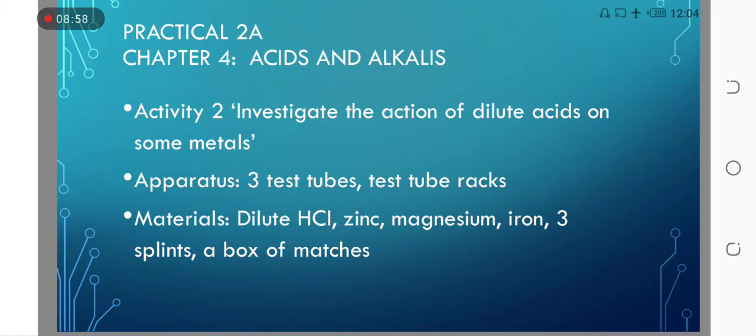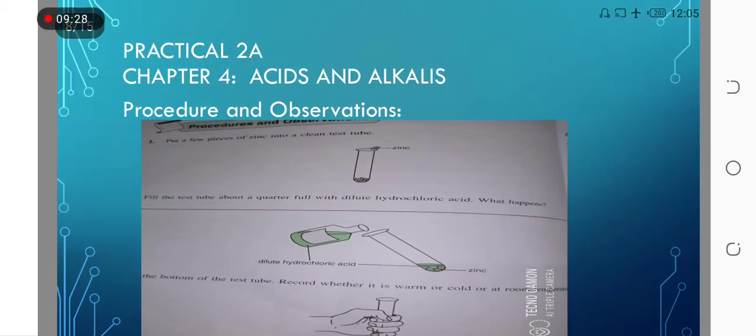Okay, now what is the apparatus required to perform this activity? We need 3 test tubes and a test tube rack. The materials required are dilute hydrochloric acid, and the metals required are zinc, magnesium, iron, and 3 splints, and a box of matches. So these are all the materials that we need. Okay, now come towards the procedure and observation.